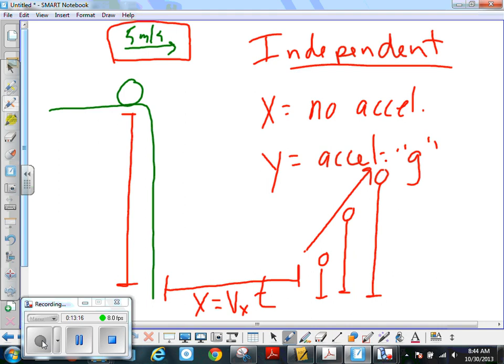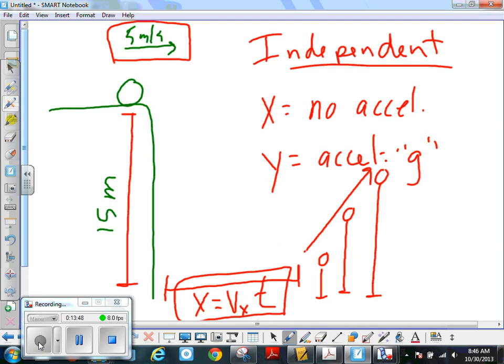So, when we do this problem right here, what we need to do is figure out how long it takes to fall with the y stuff, and then we can plug it into our formula, and we'll figure out how far away from the edge of the cliff it lies. So, what we need to do then is figure out how long it takes to fall 15 meters.